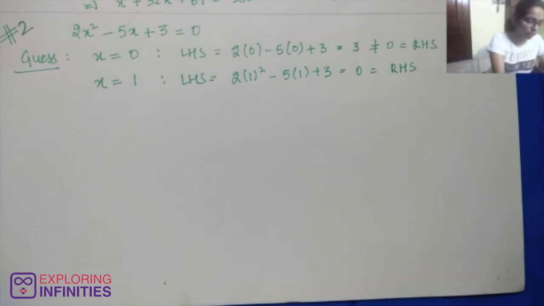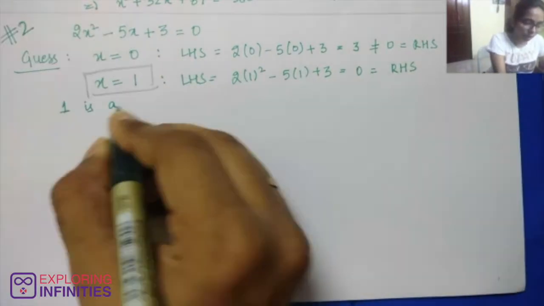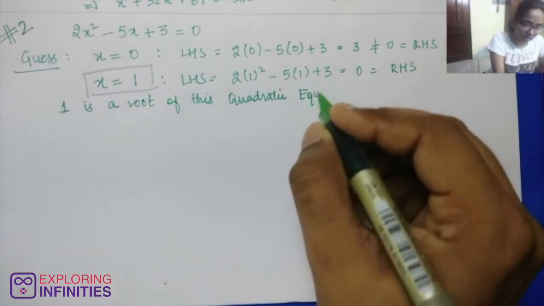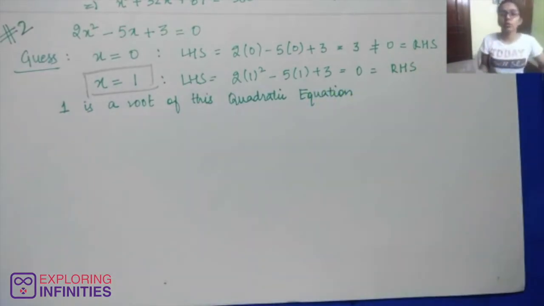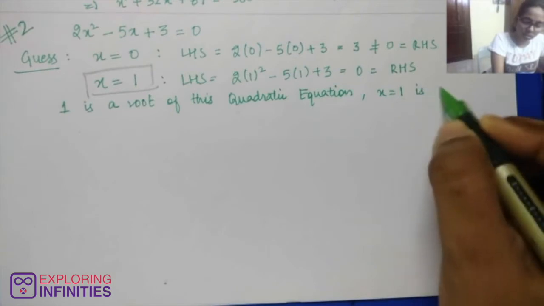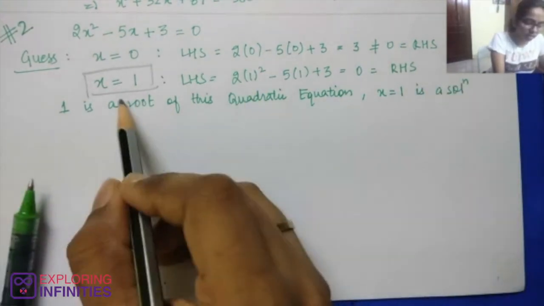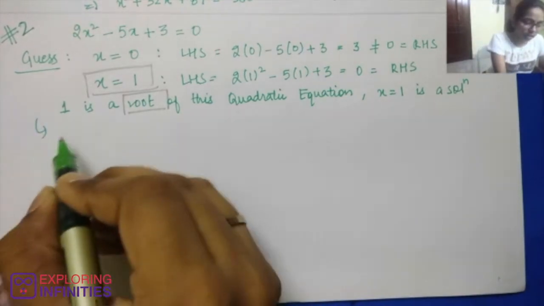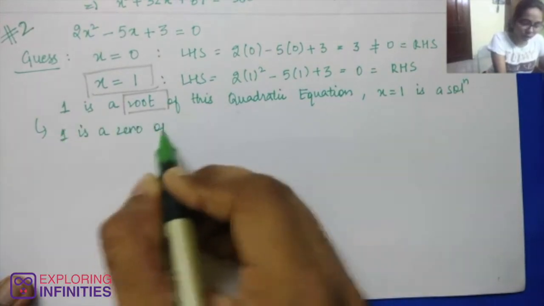So with x equal to 1, we say that 1 is a root of this quadratic equation. Therefore x equal to 1 becomes the solution of our quadratic equation. So x equal to 1 is a solution. Remember, you call this a root of your quadratic equation. We know that a quadratic polynomial equal to 0 becomes a quadratic equation. So it means that 1 is a 0 of your quadratic polynomial. This also means that 1 is a 0 of your quadratic polynomial.